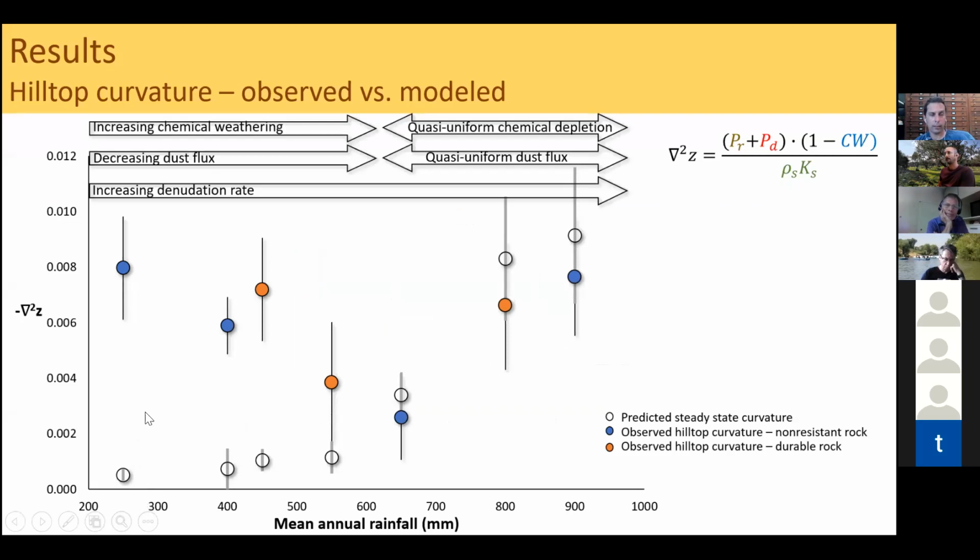So you can see that, for example, here on the southernmost side, the curvature is 10 times higher than we should have expected. Because it's a linear ratio in this equation, if we leave all the rest the same, dust fluxes should be almost 10 times higher. But again, you need to differentiate between dust input, dust deposition, and dust accumulation.